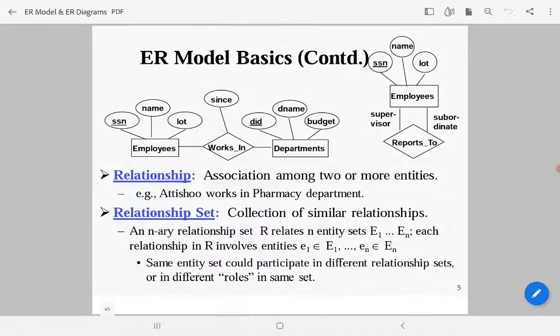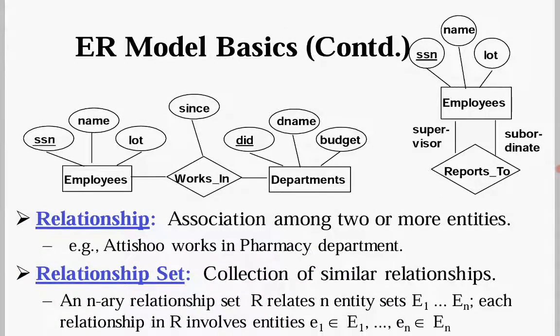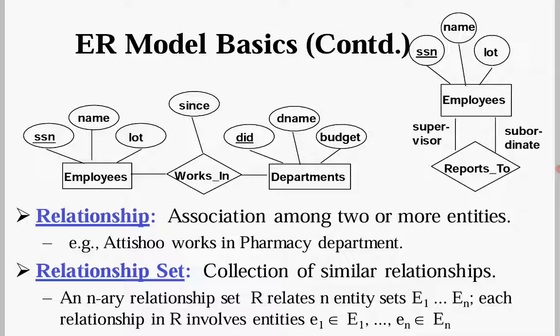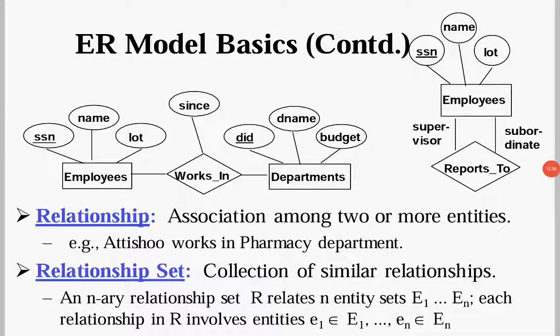Relationships are generally represented with diamond symbols, and entities are represented with square symbols. So what is this example? Employees work in various departments of an organization. So employee and department are two entities with some attributes or properties or characteristics. Generally employees have an SSN number, a name and a lot, and department has a department ID, department name, and budget. And works in is a relationship.